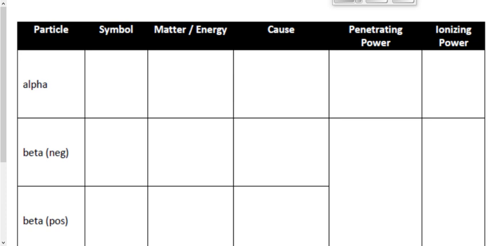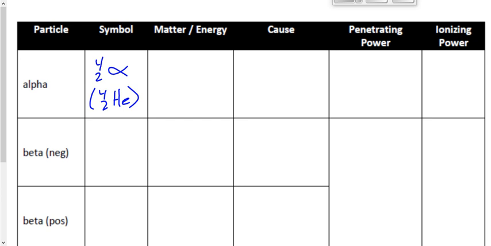Now, we talked about 4 types of radioactivity: alpha decay, beta negative decay, beta positive decay, and gamma decay. If we have an unstable nucleus, and it can be unstable for a number of reasons, it may decay in order to become more stable. One thing that can happen is that it gives off what we call an alpha particle, which consists of 2 protons and 2 neutrons. It is chemically indistinguishable from a helium nucleus.